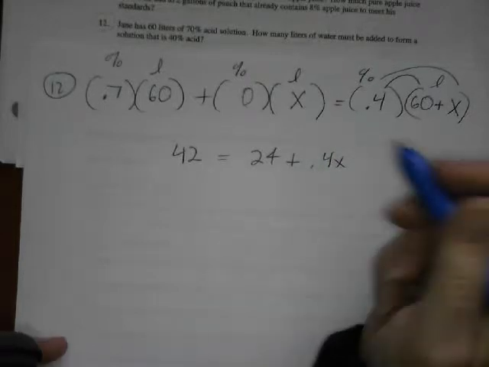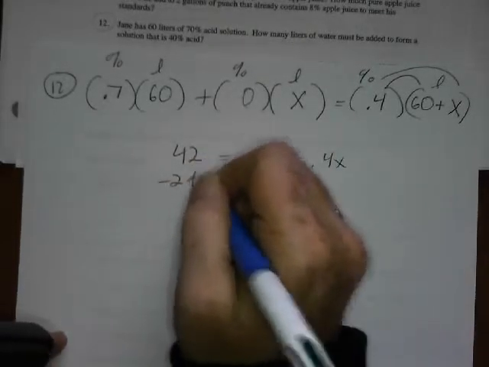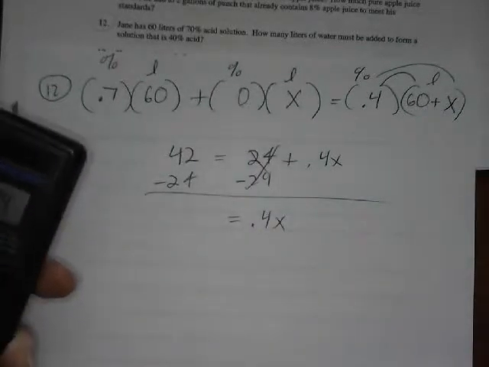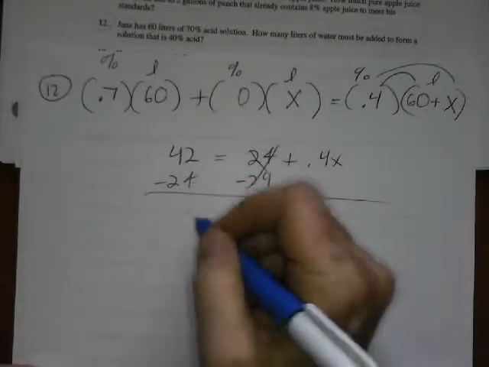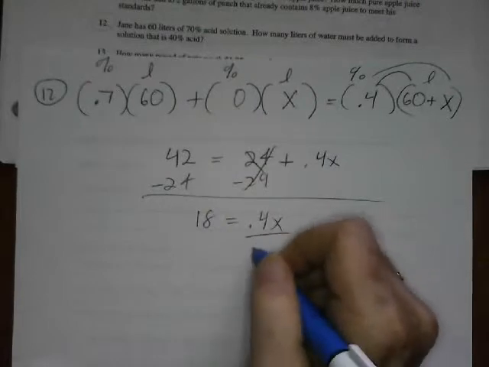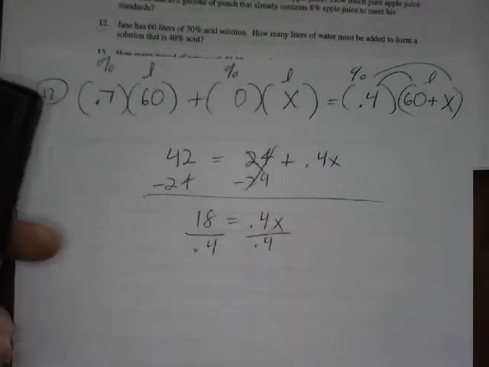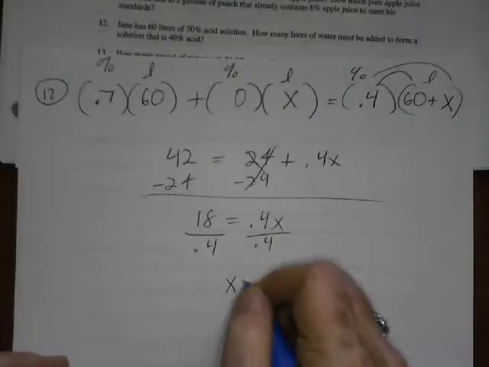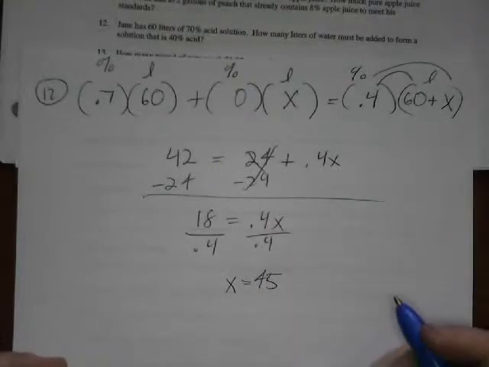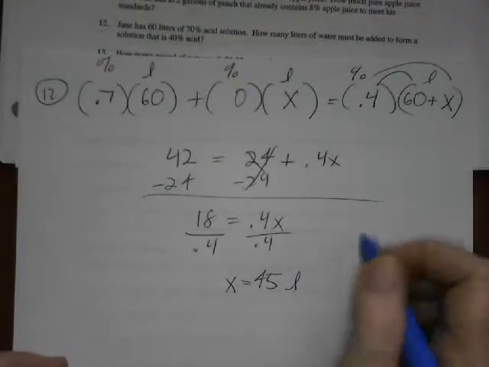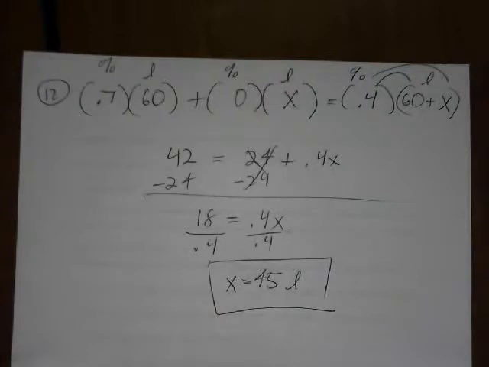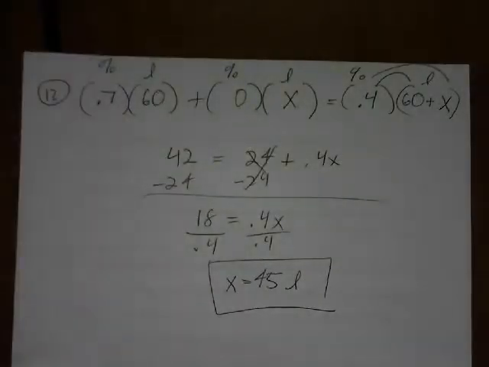Okay, I'm solving for x, so minus 24, minus 24. Now I got 0.4x is equal to 18. Divide by 0.4, divide by 0.4. And I got 45. So what is that, liters? There's 45 liters. I guess I should check that. Let's see if that's even what they got. Number 12. Yep.